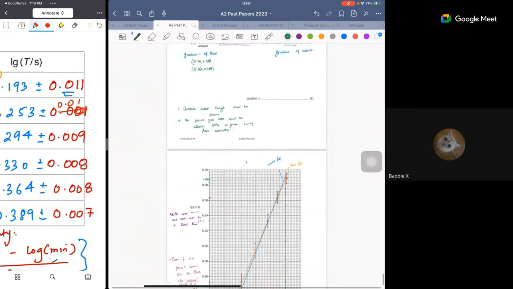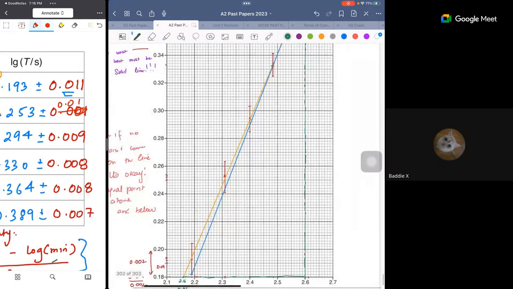Now we got this. Some people would try to take a triangle this small, and this triangle is not even 50%, so this is not allowed. Please don't do that. I hope you understand this. If there's no dotted line, you do not get any marks. So you have to make sure that you put a dotted line there.